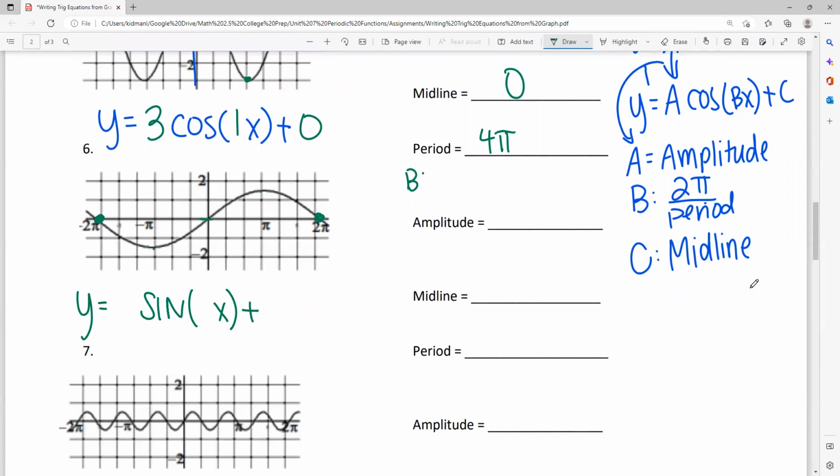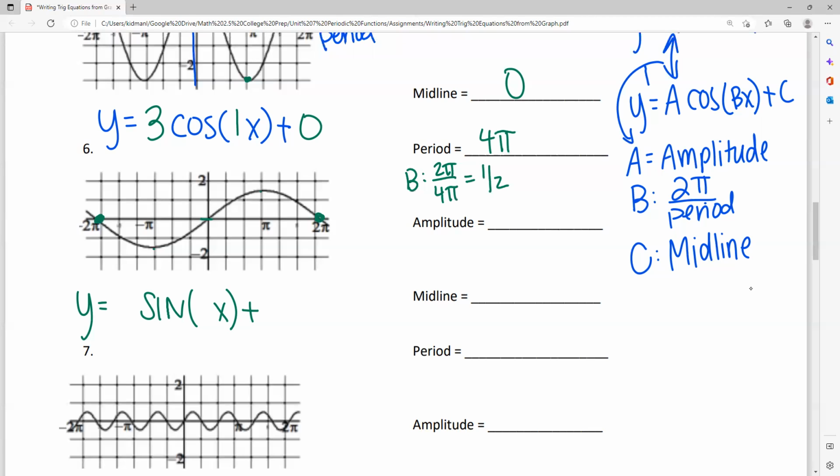So if we want to figure out what b is, we're just going to take 2 pi divided by 4 pi, which equals 1/2, right? And that seems to make sense, right? Because remember that b means how many times we see the pattern between 0 and 2 pi. And from 0 to 2 pi here, we only see half the pattern.